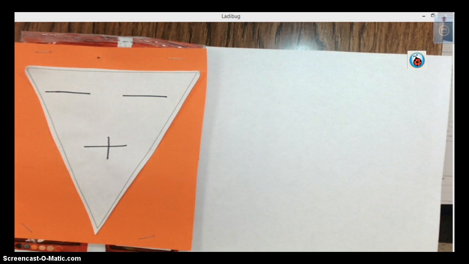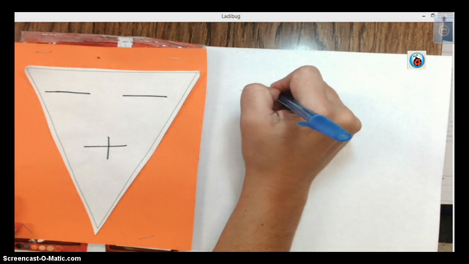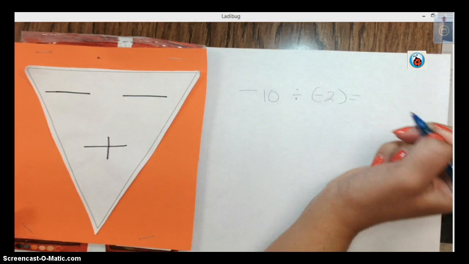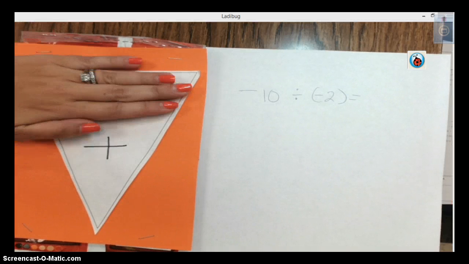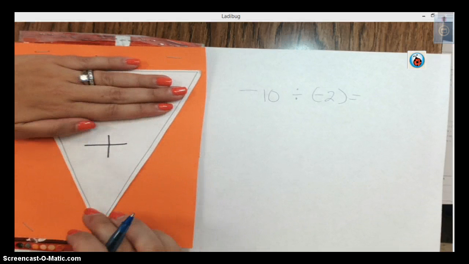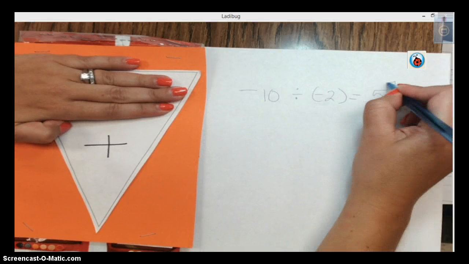When we're dividing integers, we can also use the little Mr. Dorito. So let's say we have negative 10 divided by negative 2. We cover both our negative numbers, and what is left? Both are negative signs, and we're left with a positive. So negative 10 divided by negative 2 equals a positive 5.